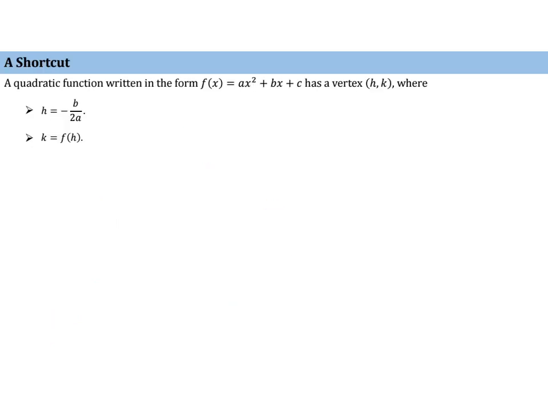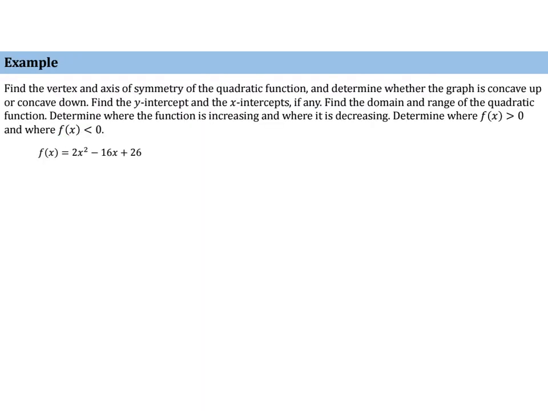Now, there is a trick. If you have a quadratic function in the form ax squared plus bx plus c, then h is going to be negative b over 2a, and you can find k by plugging that value into f. So let's take a look at an example. So h would equal negative b over 2a, which means that h equals negative b, so negative 16 over 2 times a. So this ends up being a positive 16 over 4, so we get 4.